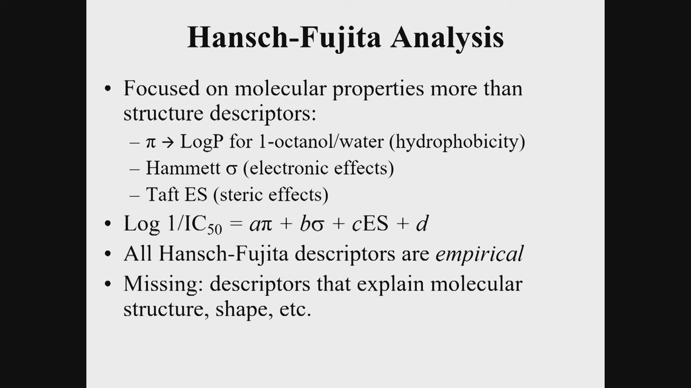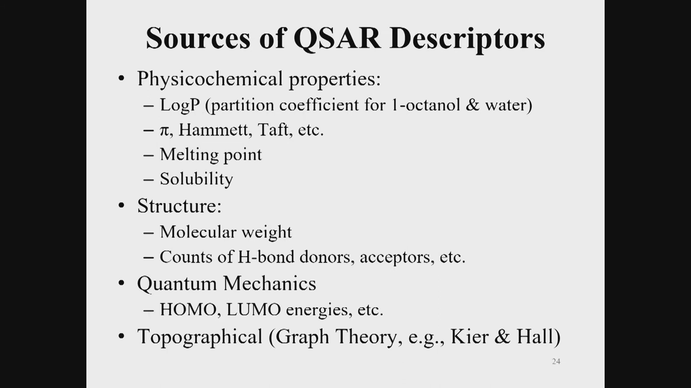But all the descriptors they used are empirical. They're all based on measurements of other molecules. And there aren't any descriptors that describe or explain the molecular structure and shape of molecules. So an arms race of sorts developed in order to come up with more descriptors. So there's the first group here, which are the physical chemical properties, which are the empirical ones. In addition to the Hansch-Fujita parameters, people found the melting point was sometimes useful, solubility was useful. Structure was used in a couple simple ways.